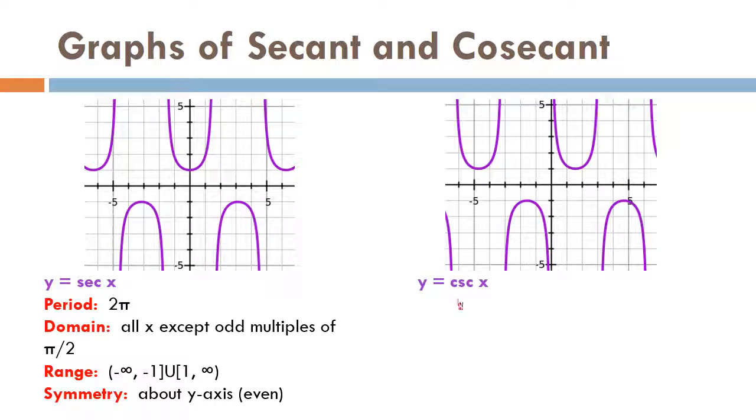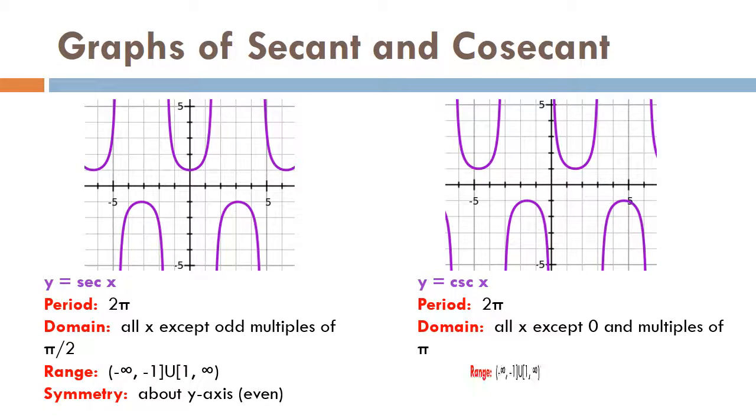For cosecant, the period again is 2 pi. This time the domain is all x except 0 and multiples of pi. That may sound familiar. Secant and tangent have the same domain. Cosecant and cotangent have the same domain. The range is the same as the range for secant, and the symmetry, it is odd, just like its reciprocal function.